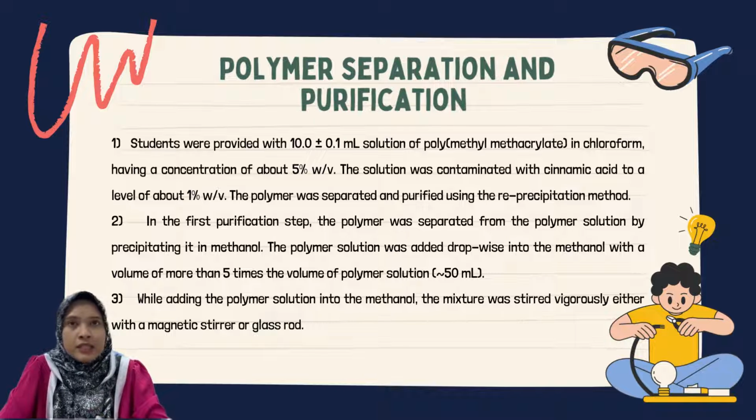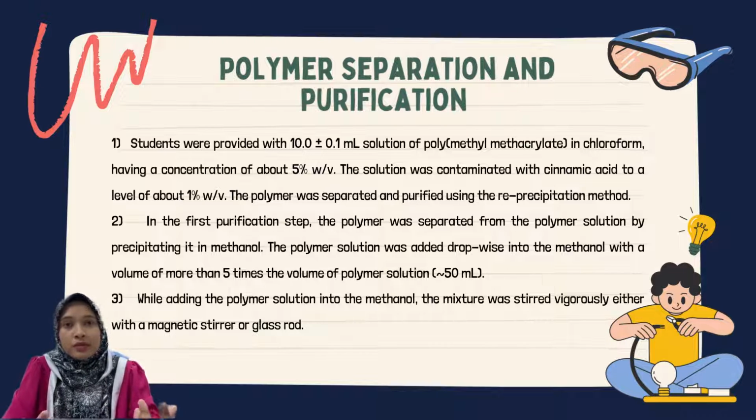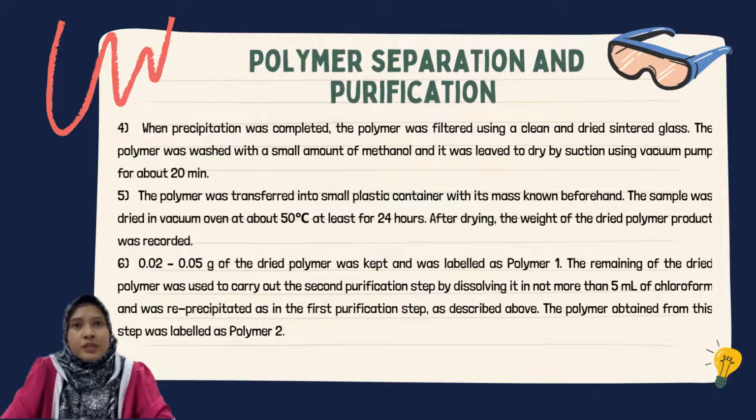In the first purification step, the polymer was separated from the polymer solution by precipitating it in methanol. The polymer solution was added drop-wise into the methanol, which is drop by drop, with a volume of more than 5 times the volume of the polymer solution, which is 50 ml. While adding the polymer solution into the methanol, the mixture was stirred vigorously either with a magnetic stirrer or glass rod. And then when the precipitation was completed, the polymer was filtered using a clean and dried sintered glass.